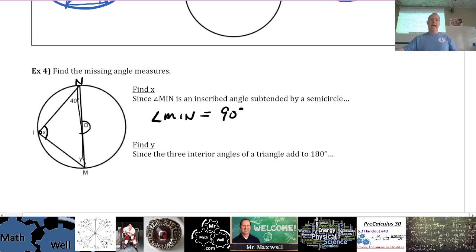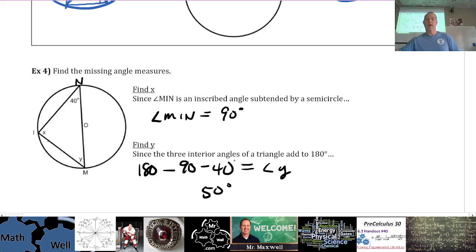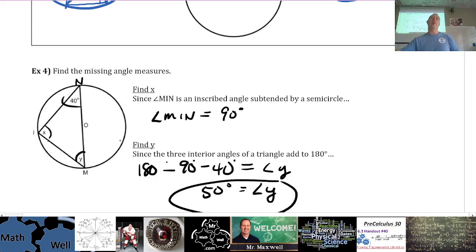Awesome. And because I know two angles in a triangle, I can find the third really easy. I go 180 minus this x, which is 90, minus the other one I'm given, 40, equals angle y. So that's 90 minus 40, which is 50 degrees. What do you think? You guys like it? Does that look right? Because 40 and 50 and 90 equal 180. Awesome. Questions?